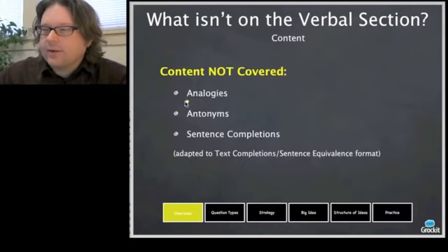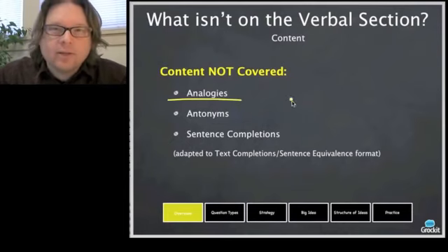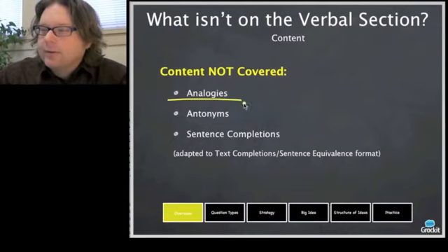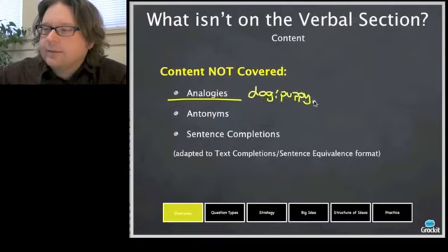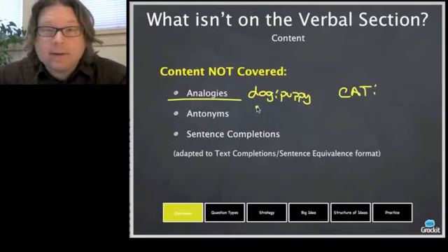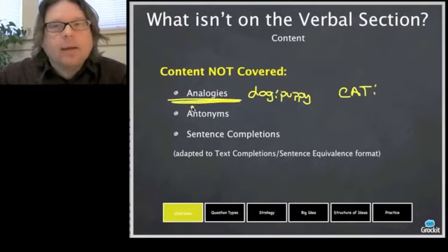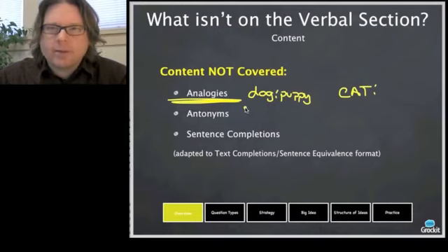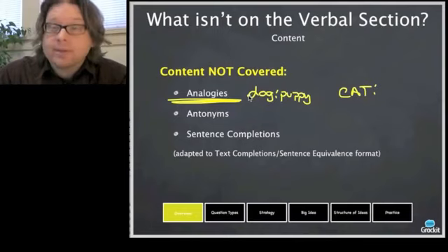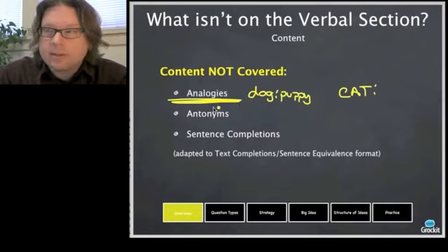So, things not covered: analogies. If you studied for the GRE before, you may remember these were things like "dog is to puppy as cat is to," and then the right answer would be kitten. So analogies are out. That sort of completely pure vocabulary testing, relationships between words testing, is no longer in there. They're now in context, which is why you have text completions and sentence completions.